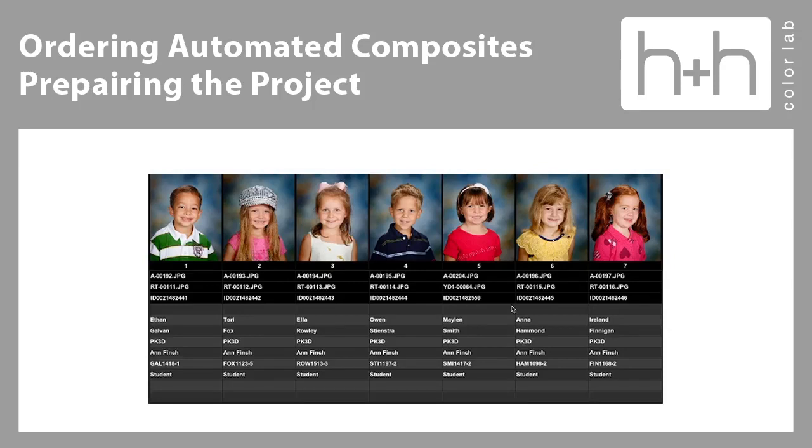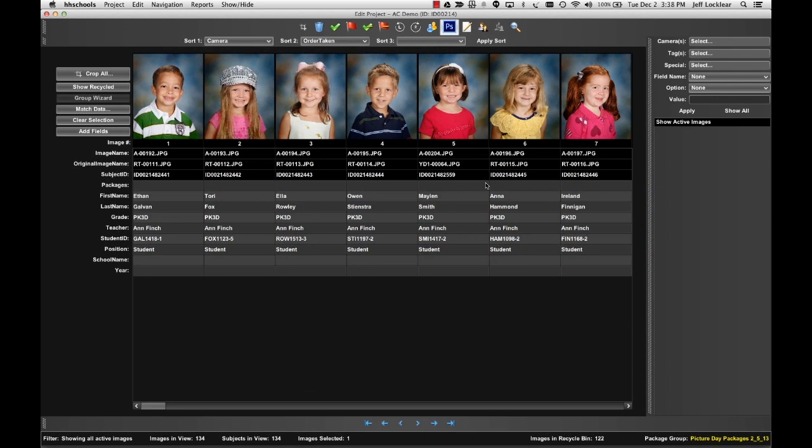Okay, so we've got our project open now, so we need to start going through it. We need to see what kind of shape the data's in, the subject information. Be sure we have complete data. Maybe there's some corrections we need to make, that sort of thing. So we're going to get it set up for the automated composites.